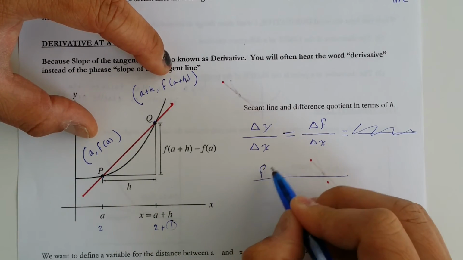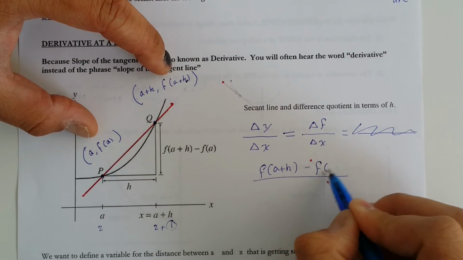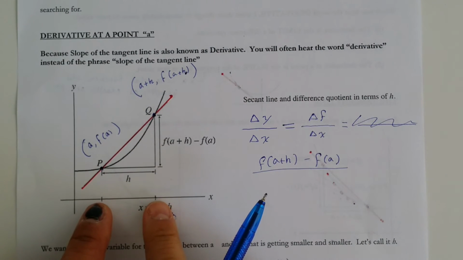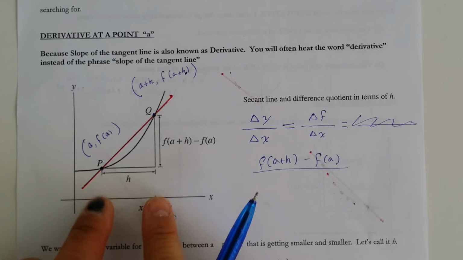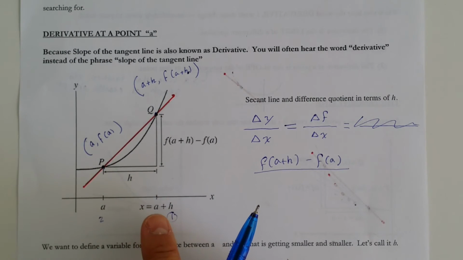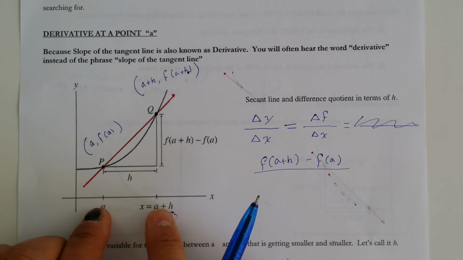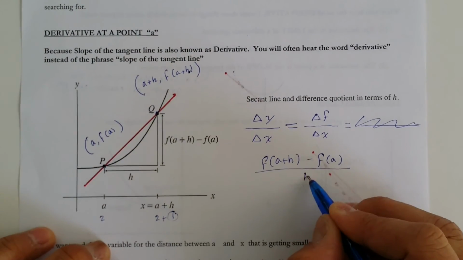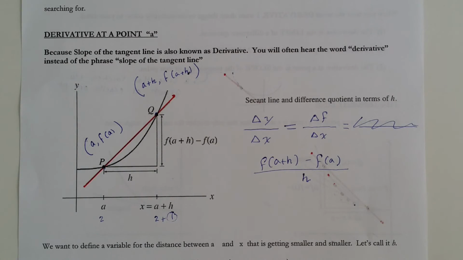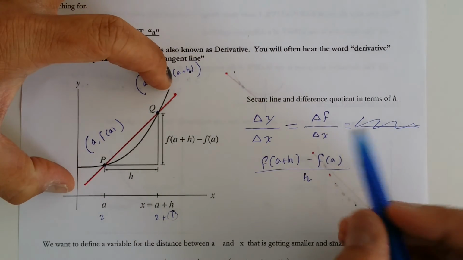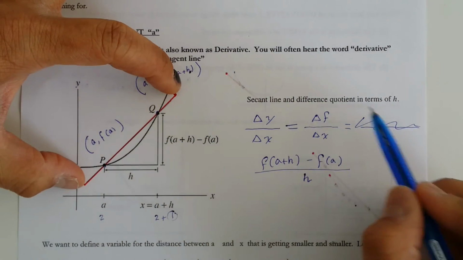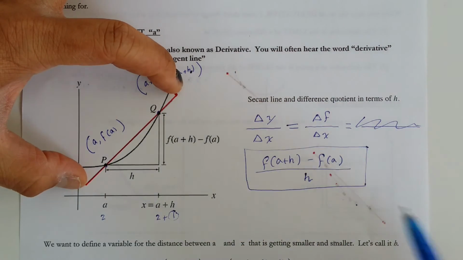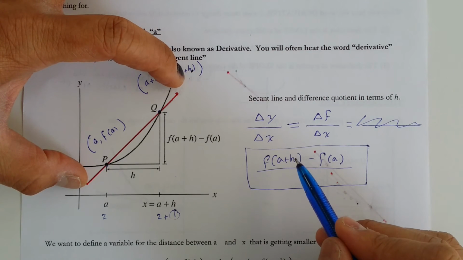Okay, so we go f(A plus H) minus f(A). And then what is the change in x? Well, the change in x is subtracting these 2 points, or the distance is the change in x. Okay, two ways to think of this. If you subtract these 2 points, you're going to get H. Or you can say, oh, that distance is H. So that's just H. All right, so guess what, guys? The secant line, when we express the second point in terms of H, or H units away, is just this. That's the secant line.